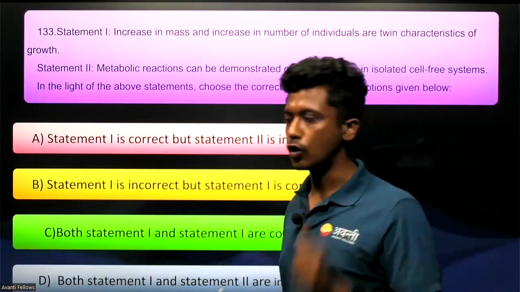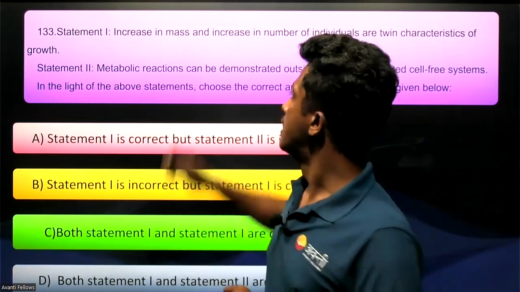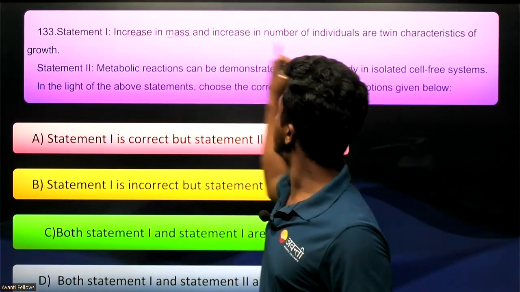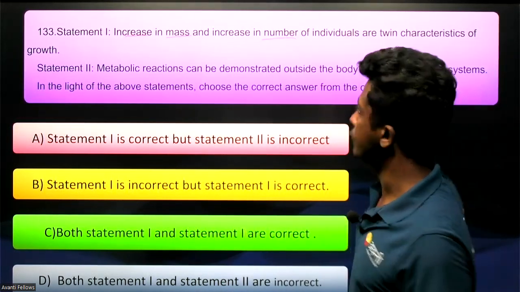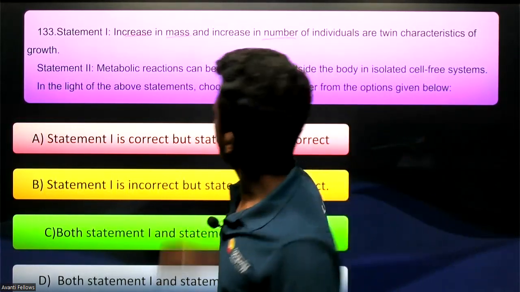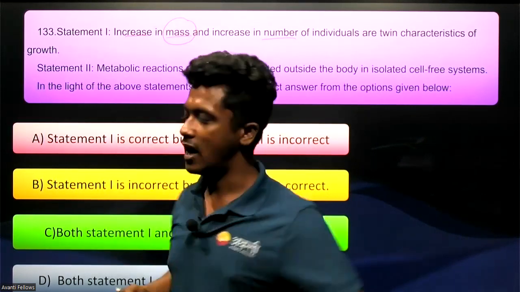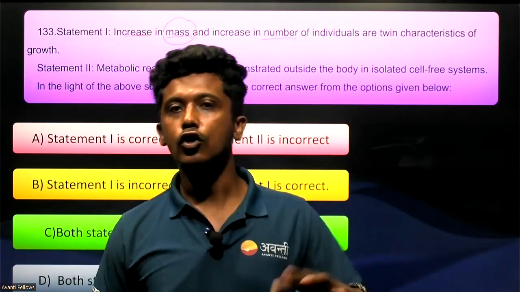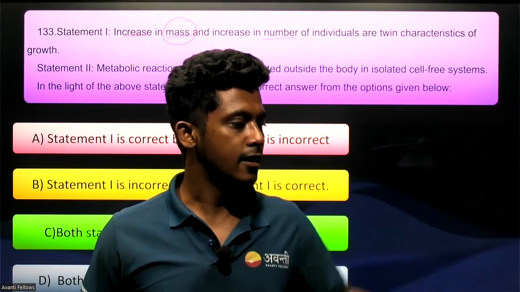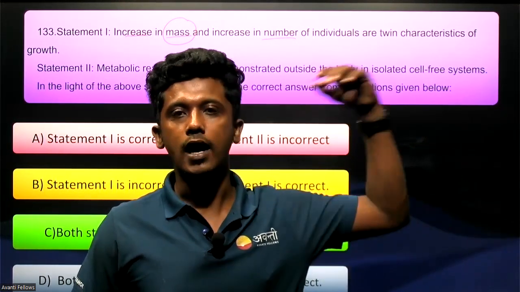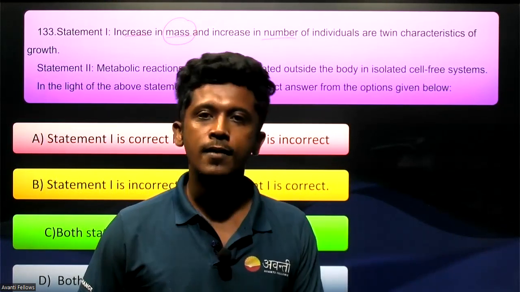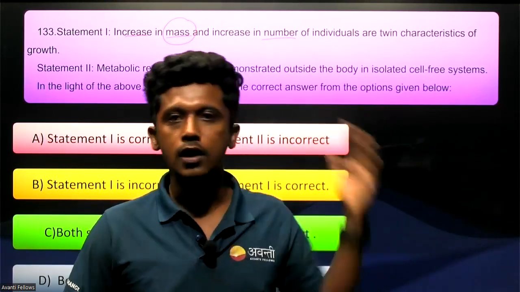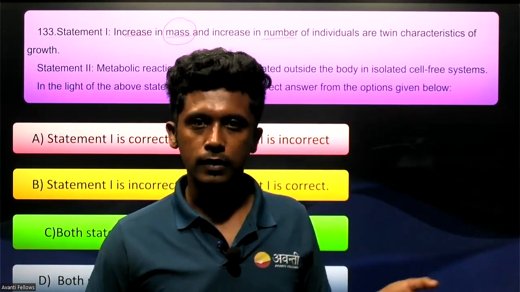So let's take a look at the first statement. Statement 1 says increase in mass and increase in number are twin characteristics of growth. Definitely yes. If we look at larger organisms like multicellular organisms, we look at the mass. In your younger age, they would be measuring your height or your weight, and they would tell you, okay, you have put on weight or you have lost weight or you have grown tall. So these are the characteristics of growth.